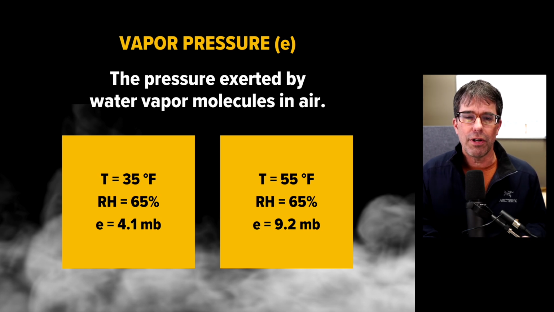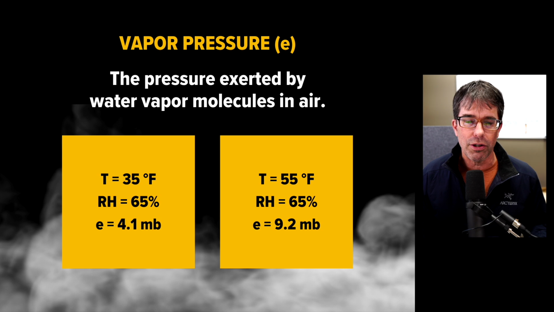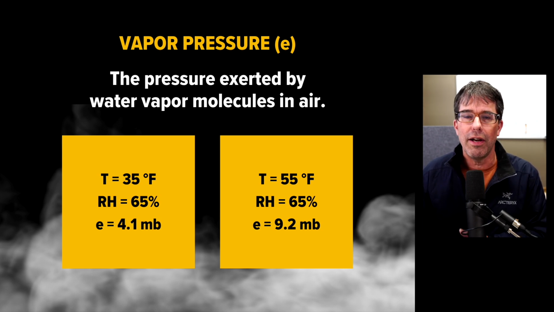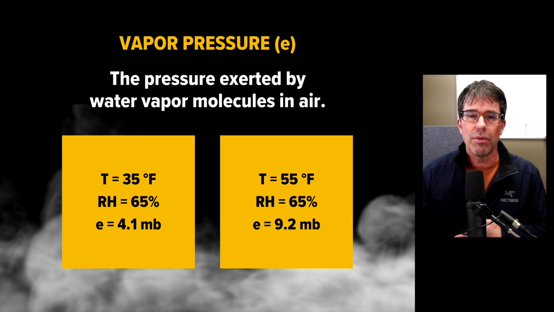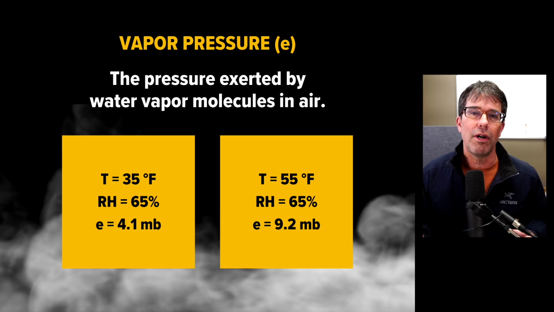If you look at two scenarios, one where the temperature is 35 degrees and one where the temperature is 55 degrees, but you have a relative humidity of 65% in both scenarios, you can calculate the vapor pressure to be about 4.1 millibars in the left-hand scenario and 9.2 millibars in the right-hand scenario. So even though humidity is the same in both of these scenarios, the scenario where you have the warmer temperature results in a vapor pressure that's more than twice the vapor pressure of the scenario where your temperature is only 35 degrees.